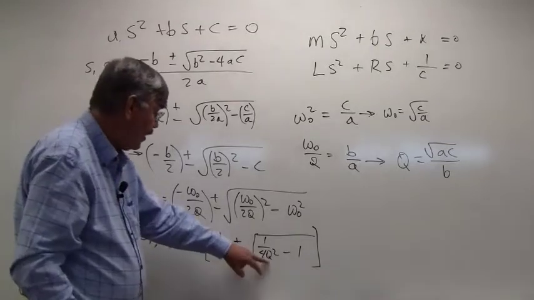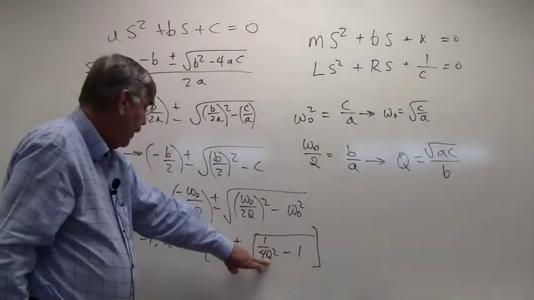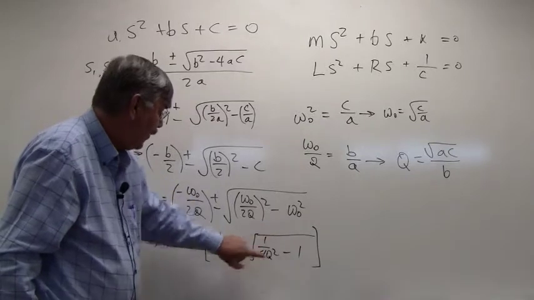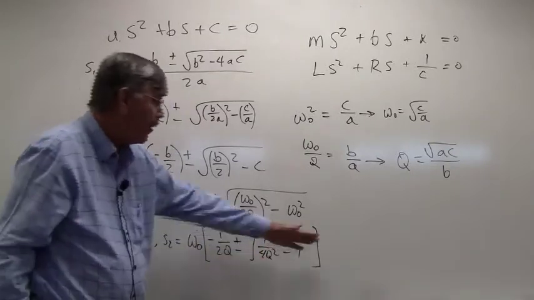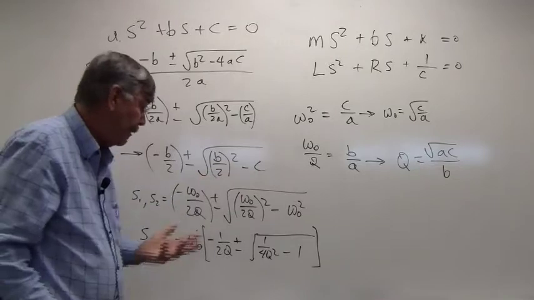If q is less than a half, then the left-hand term under here is bigger than 1, so this is a positive number. It's still a big mess.